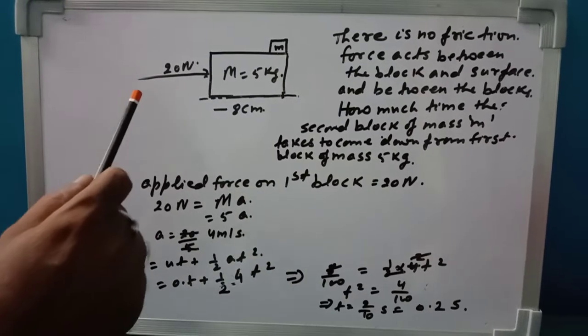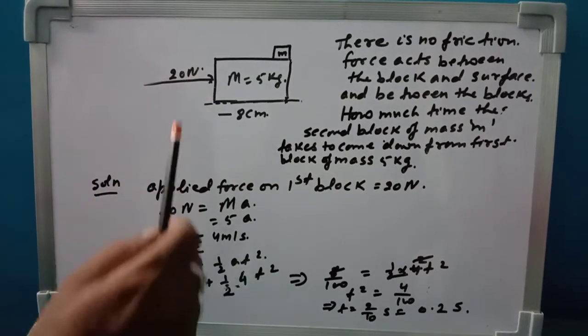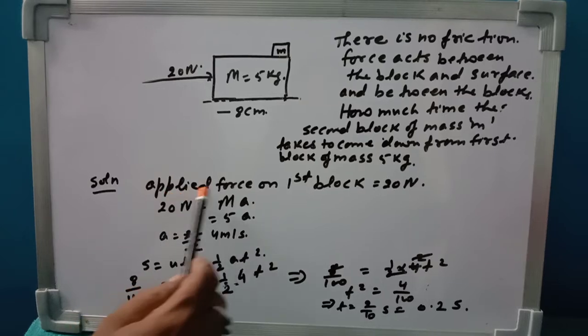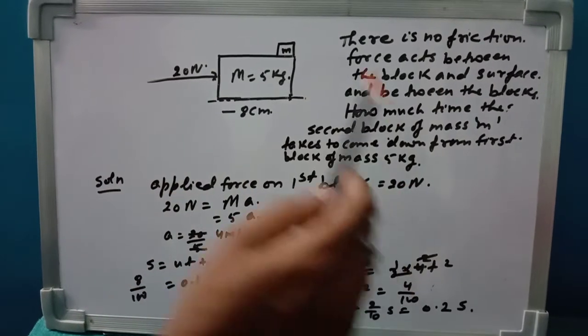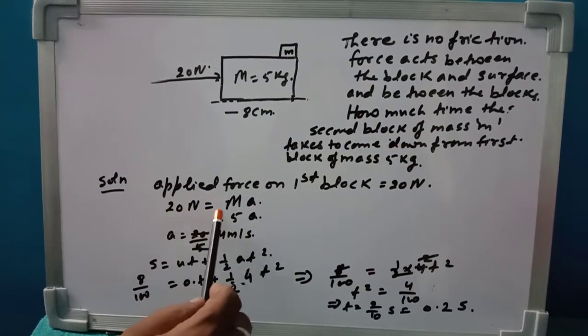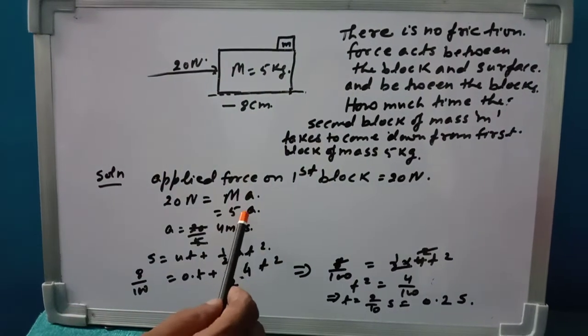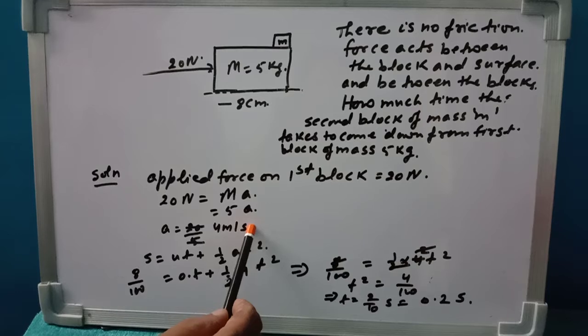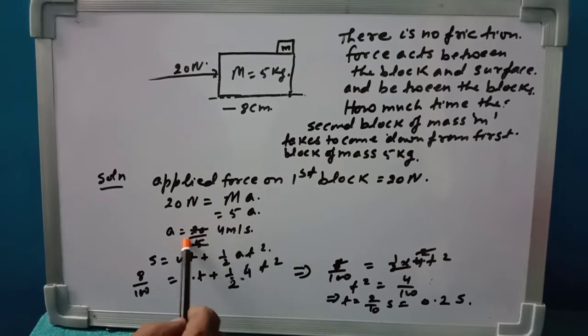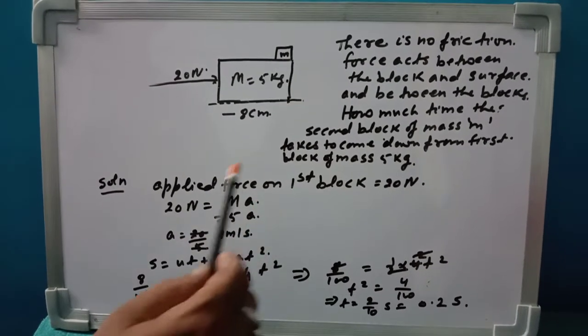Now how much is the applied force? 20 Newton. So I have written: applied force on the first block is equal to 20 Newton. 20 Newton is equal to capital M into a. Capital M is this 5 kg. Now you calculate, you will get 4 meter per second square. a is equal to 4 meter per second square.